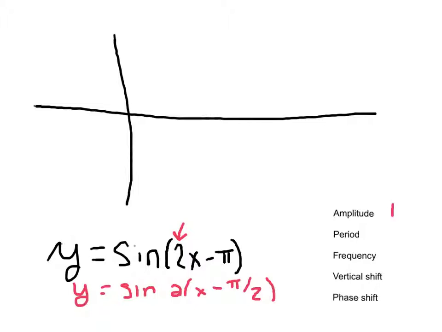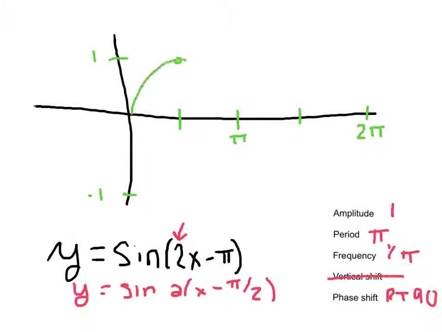Amplitude is 1. Period is 2 pi divided by 2, or pi. Frequency is 1 over pi. No vertical shift. This has a phase shift that goes to the right 90. I'm going to start off with my base graph. My base graph for this graph, here I'll go 90, 180, 270, 360. There's my normal sine function. And my normal sine function would go up to 1, back down to -1, looks like this.